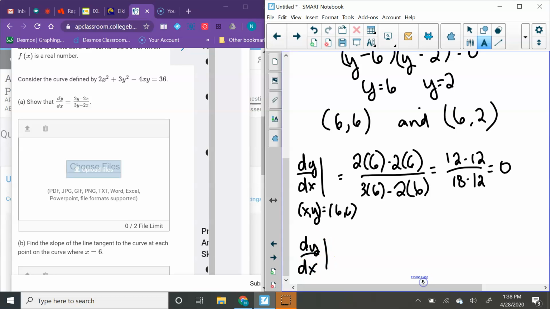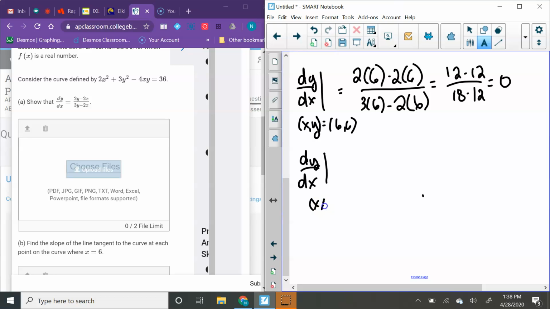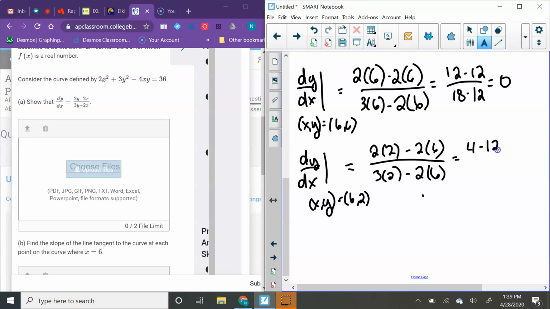Make sure you label it like I'm labeling it here. Don't just write things down without labeling it, because then they do not know for sure that you knew that's the point you were plugging in, and you may not get full credit. So we'll have 2 times 2 minus 2 times 6 over 3 times 2 minus 2 times 6. And so we get 4 minus 12 over 6 minus 12, which will give us negative 8 over negative 6, which will be positive 4 over 3.